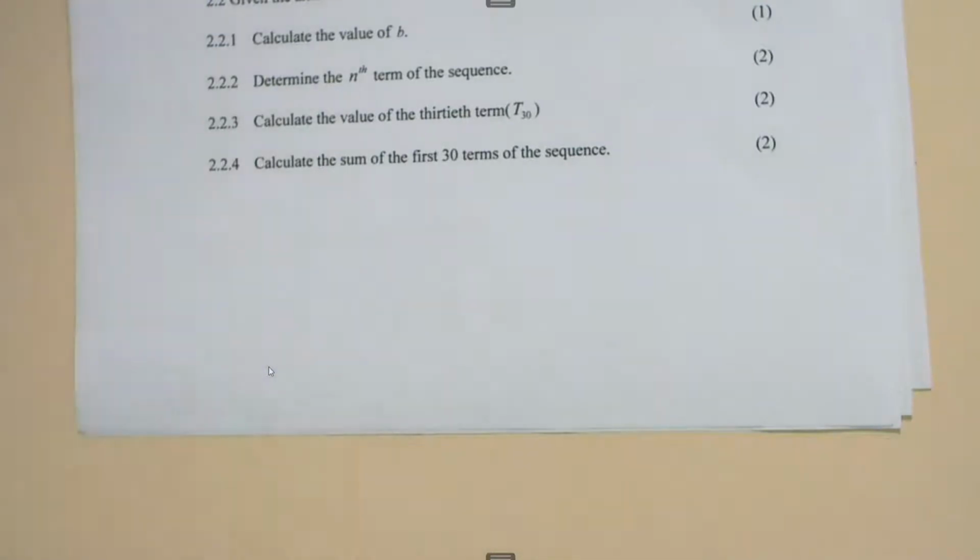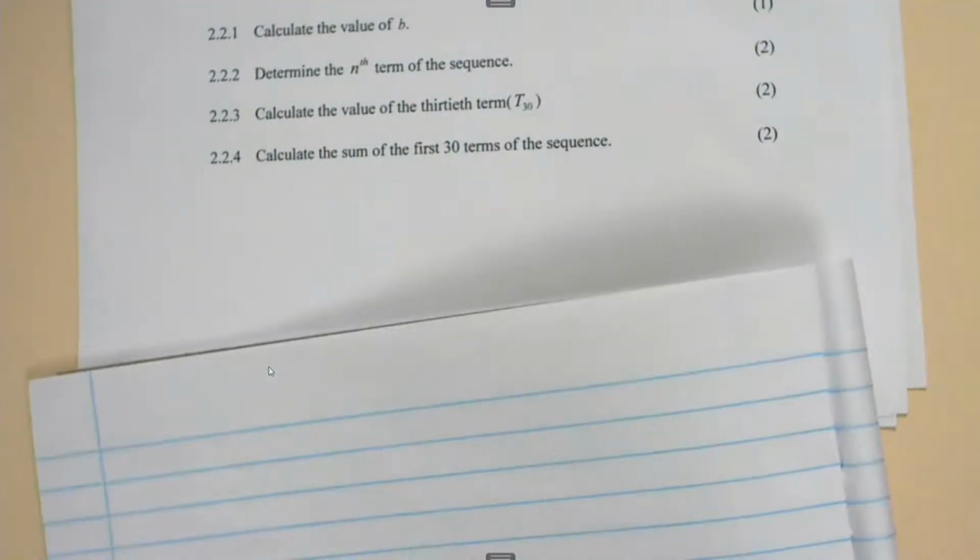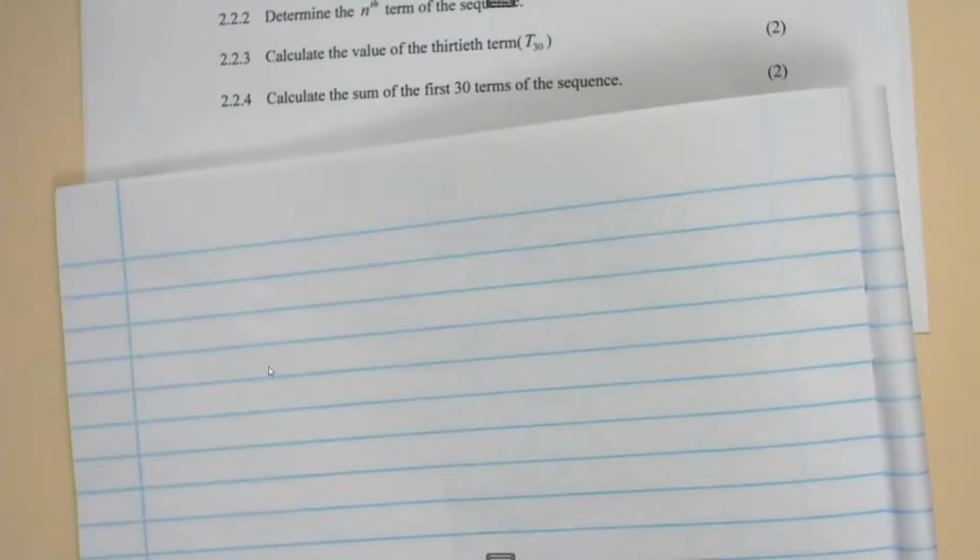A series is obtained by adding the terms of a sequence. I'll repeat that again. A series is obtained by adding the terms of a sequence. We have two types of series. A series can be an arithmetic series or a geometric series.